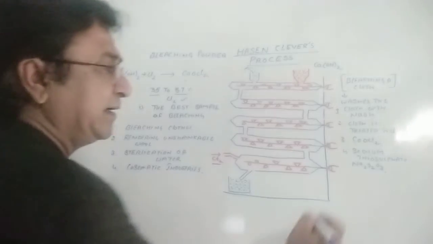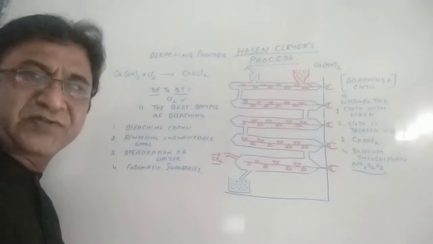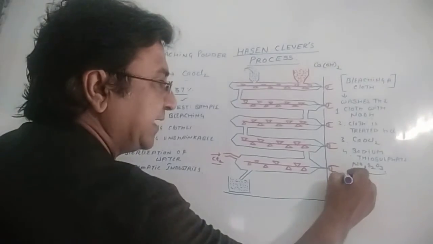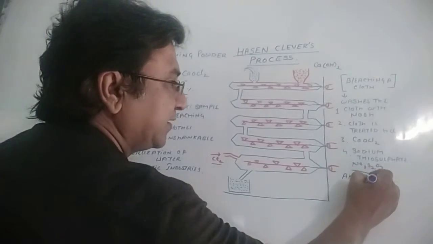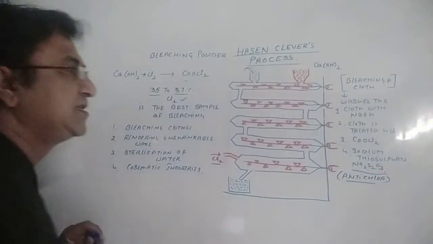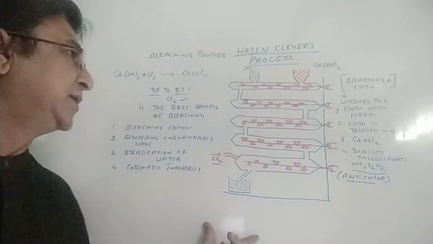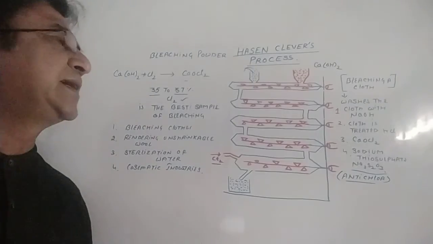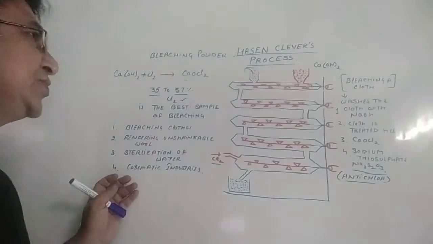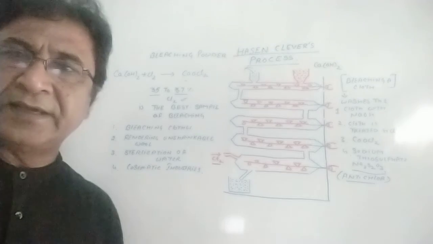Because it is used for removing the extra chlorine, it is also called anti-chlor. Sodium thiosulfate is also called anti-chlor. So this is bleaching powder. I hope it will help you to understand how it is manufactured, what its uses are, and how cloth is bleached. Thank you very much.